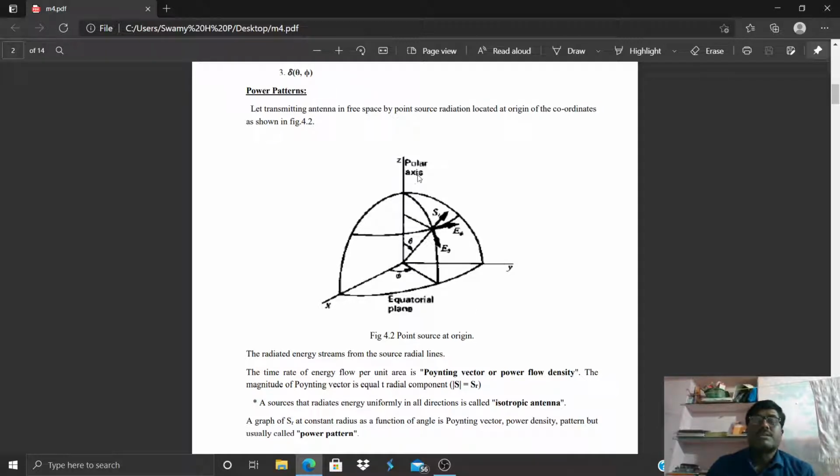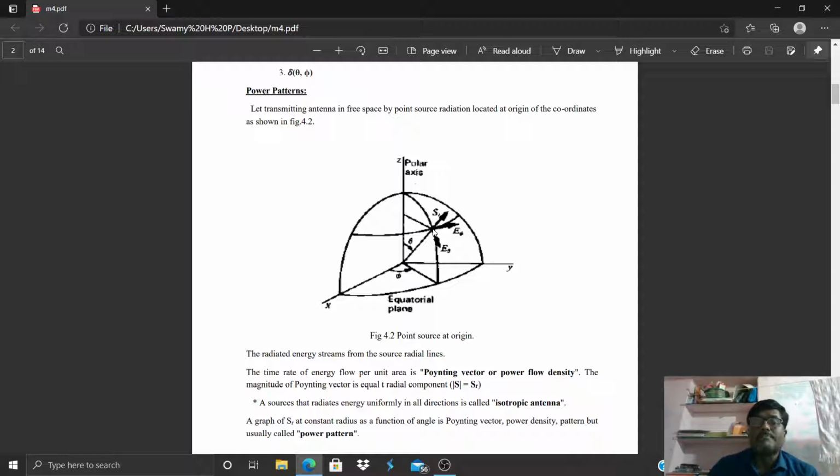Your space is divided into the vertical z-axis, y-axis and x-axis, where you are going to use the spherical coordinate system. You are going to use r, theta and phi as the variables. Now this is the point source in space which radiates the electromagnetic energy into the space.